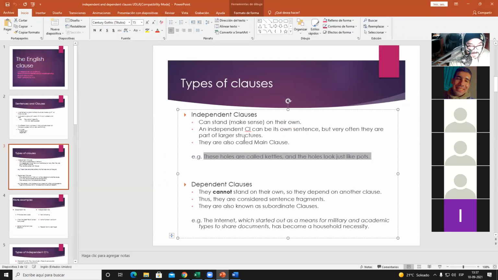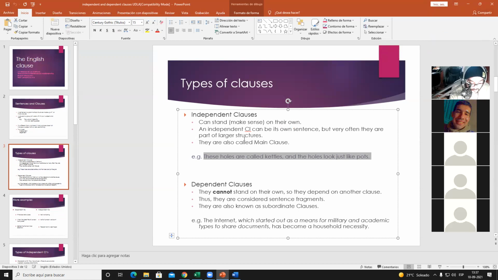On the other hand, what we have is dependent clauses. Dependent clauses cannot stand on their own, so they depend on another clause. Why? Basically, because in a dependent clause you don't have enough context, therefore you need more information. As a consequence, they can't stand on their own and they must be attached, linked, joined to another clause in order to gain that context. Second point, they are considered sentence fragments. They are not a sentence, but they are part of a sentence. They are also known as subordinate clauses. Okay, I agree and don't agree that much with that idea. I would say that one of the different types of dependent clauses are subordinate clauses.